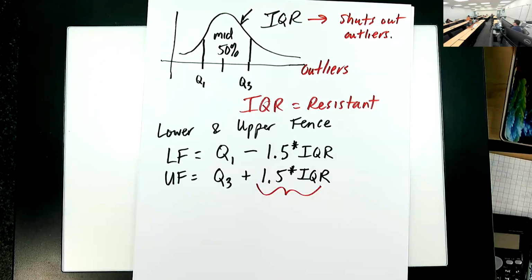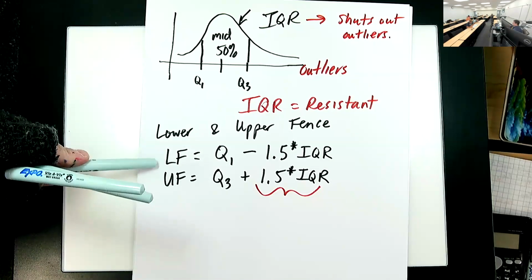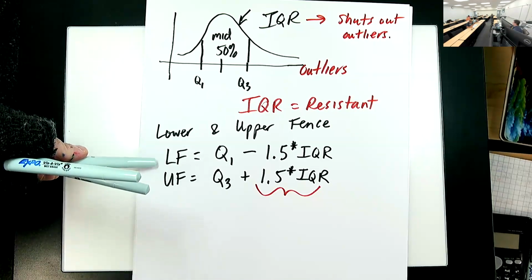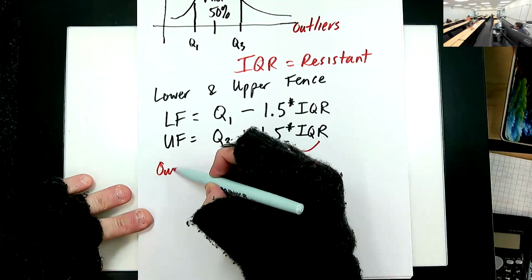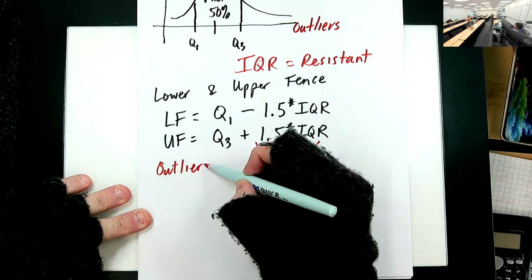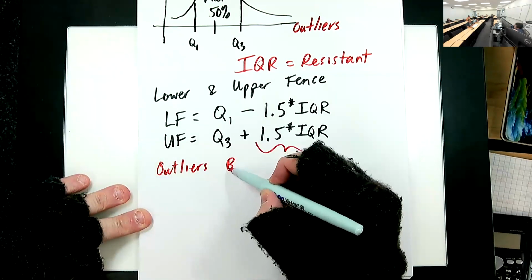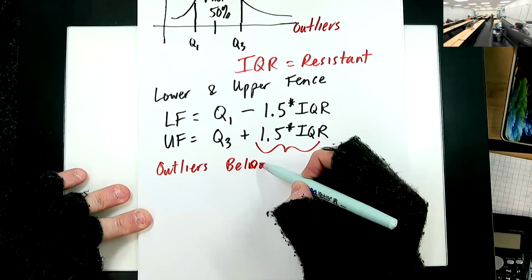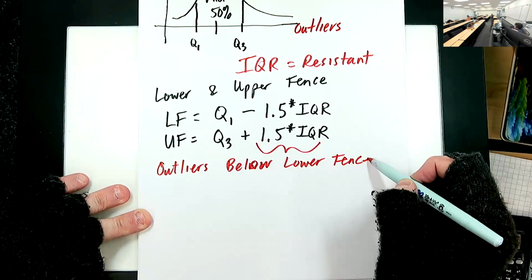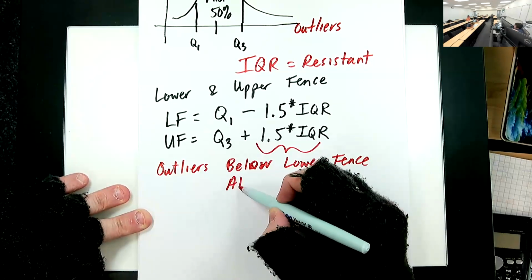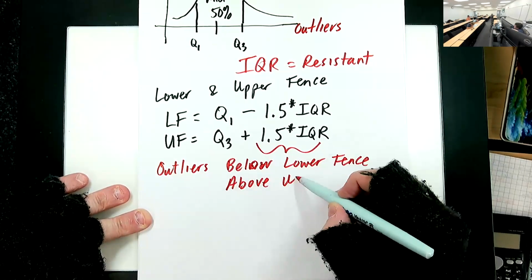And this is part of the 5-number summary, so I'm going to do more with lower fences and upper fences tomorrow. And you'll see where the outlier idea lies a little bit better, but outliers are below the lower fence or above the upper fence.